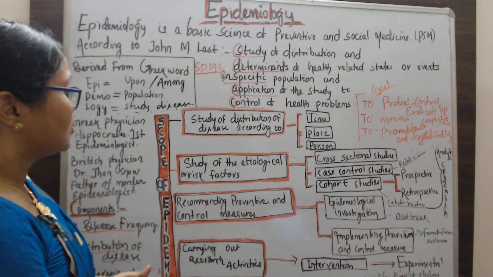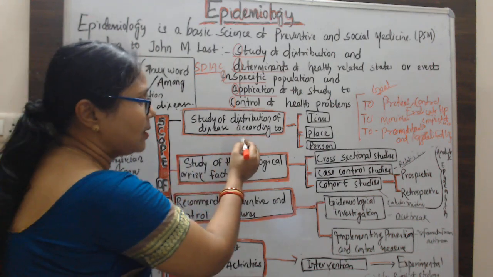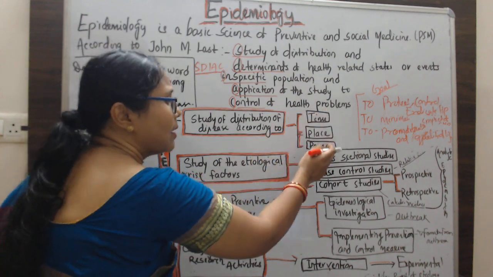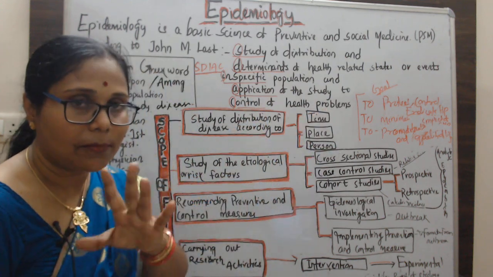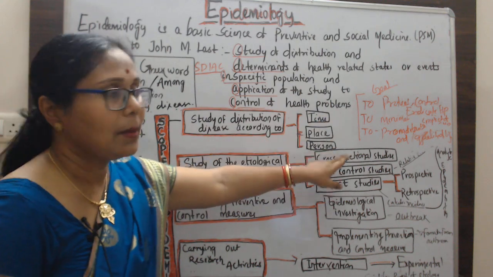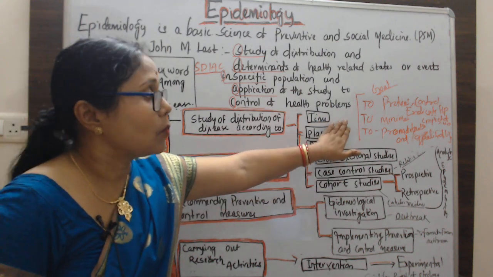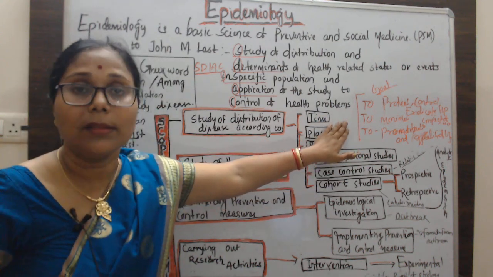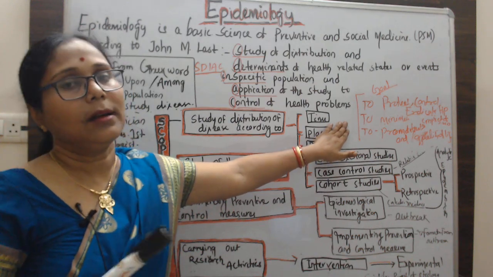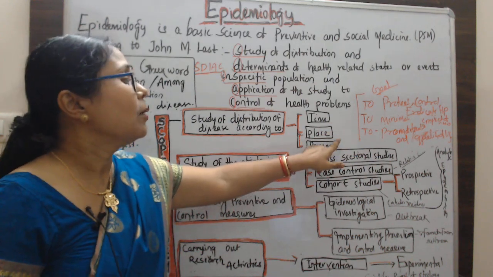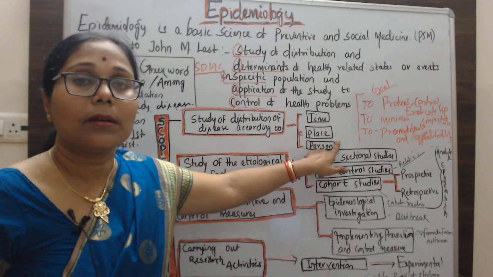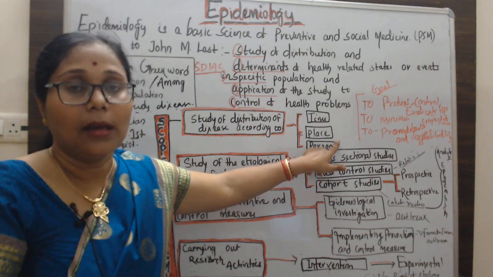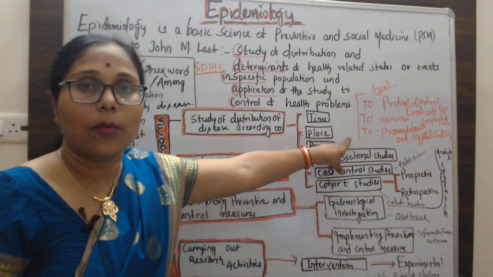The first scope is the study of distribution of disease according to time, place, and person. Here three things are there: time, place, and person. Time means in which month or when the diseases occur. Place means where, in which area, the people are more affected.